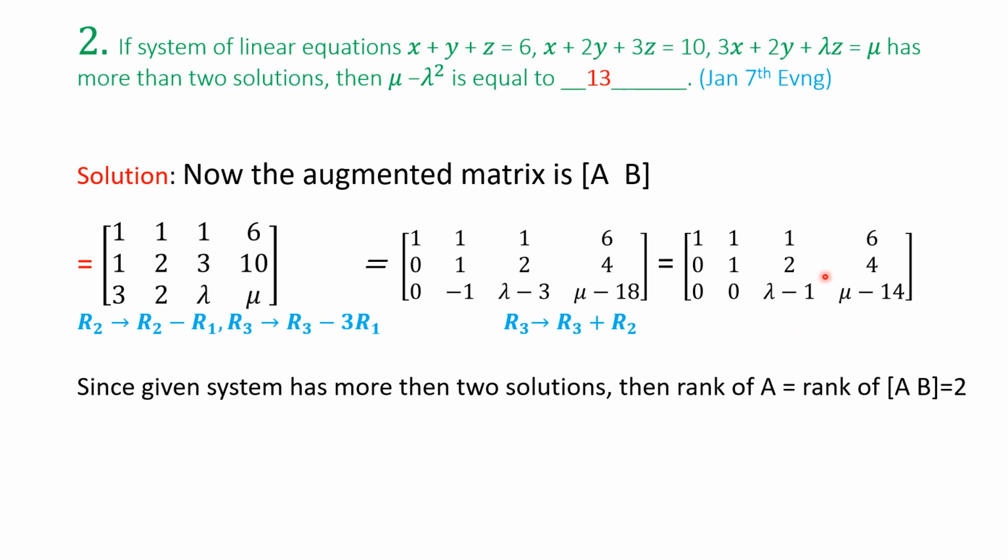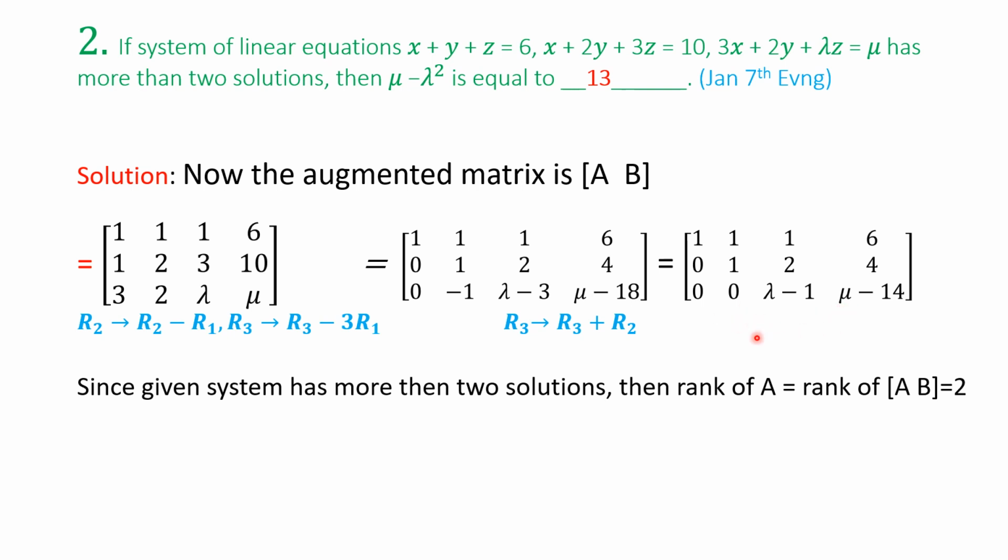Here we observe that this is in the echelon form of the matrix. Echelon form means that applying further row transformations will not be possible on the resultant matrix. So this form is called echelon form. Here the last row, third element is λ − 1 and fourth element is μ − 14.